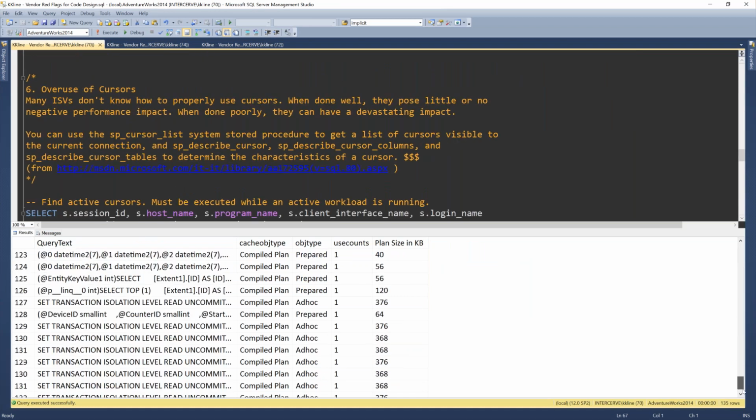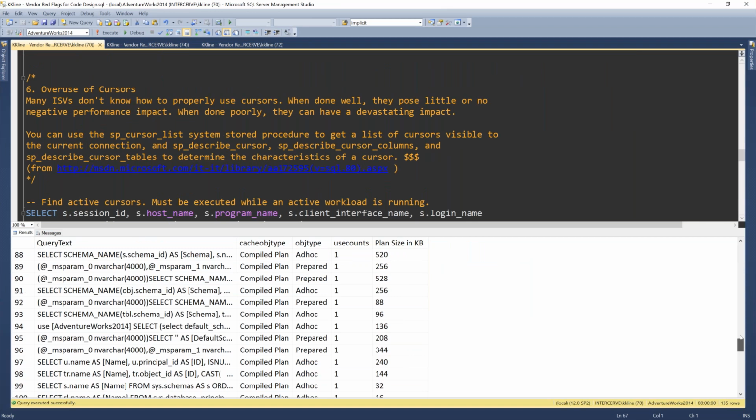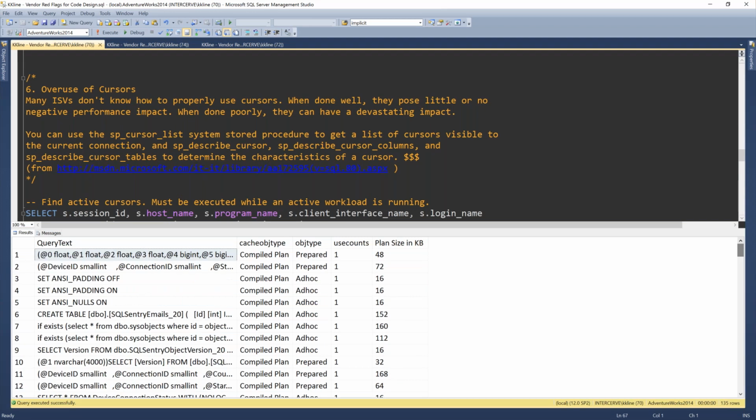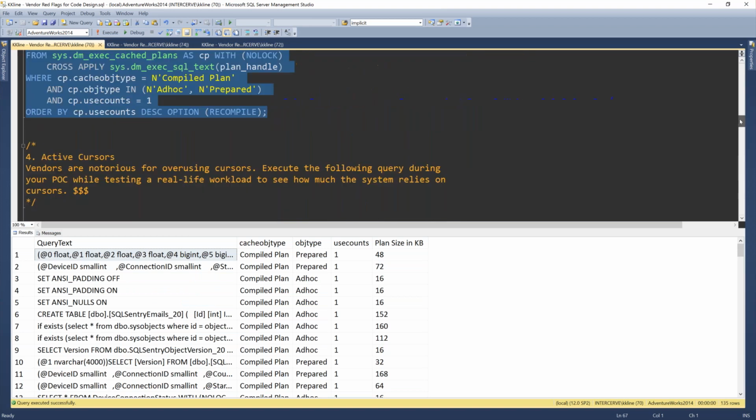And we can see that almost all of these have a use count of 1. Well, that's pretty low. What we would normally want to see is different bits of queries, or these different compiled plans, that would be reused a lot, especially if they are prepared queries. That means they're stored procedures, right? And so we want to see these use counts pretty high. In this case, again, it's not a big deal because this is a demo system.